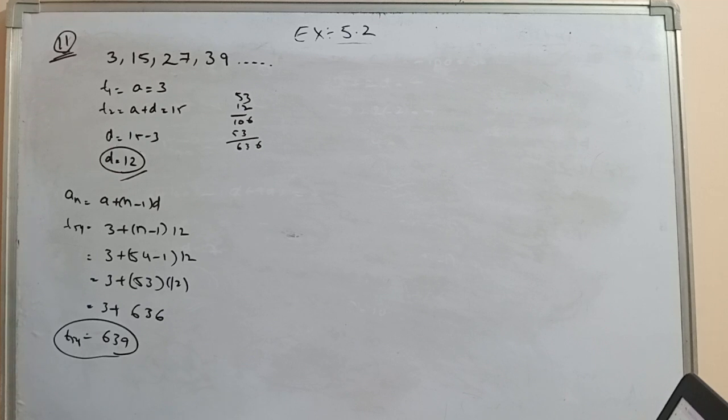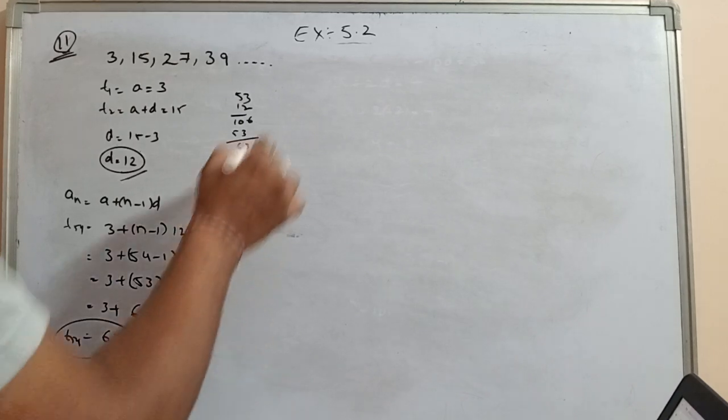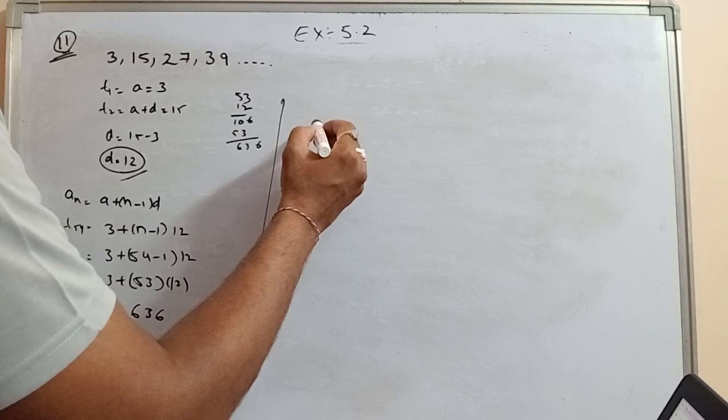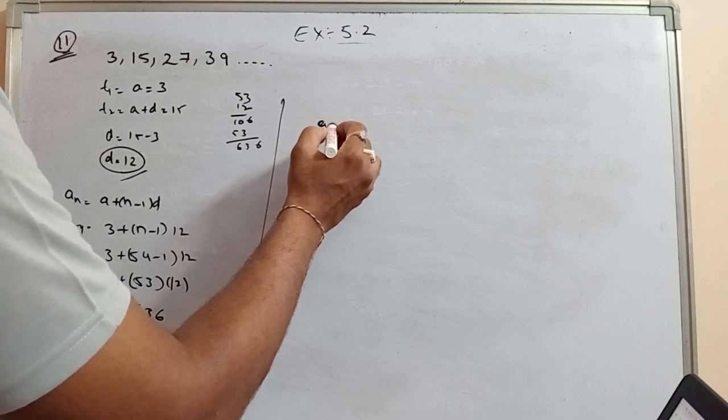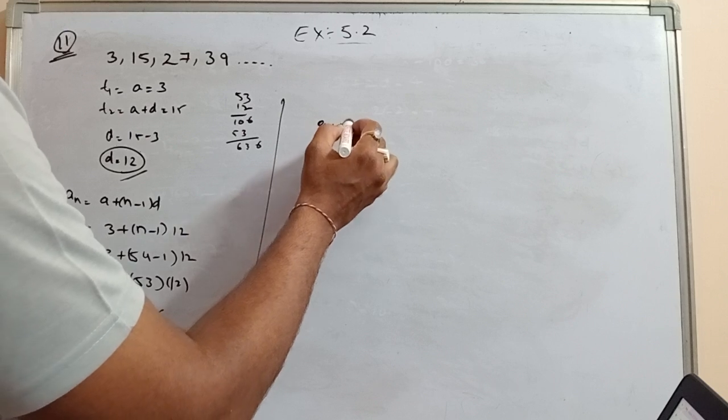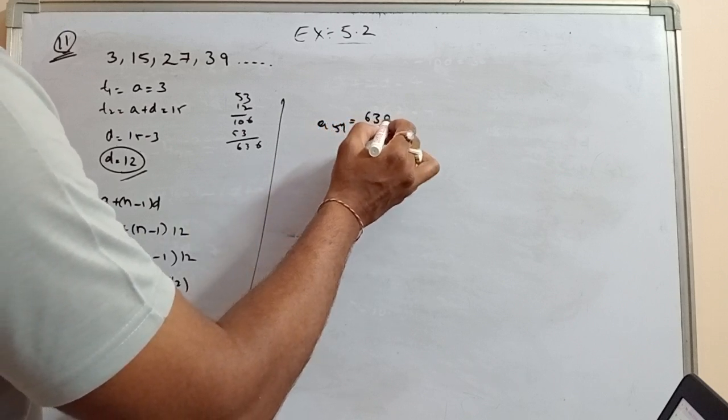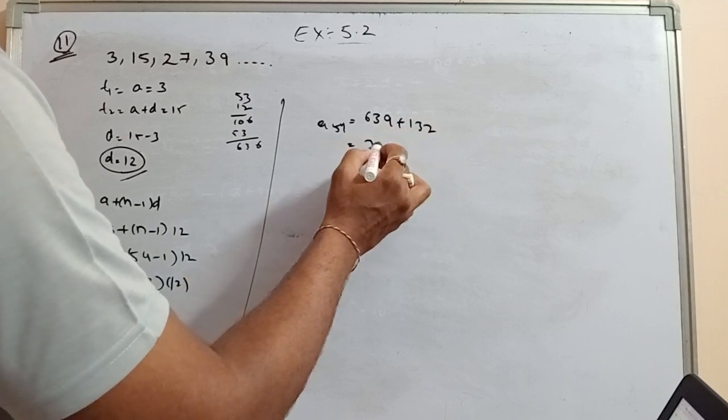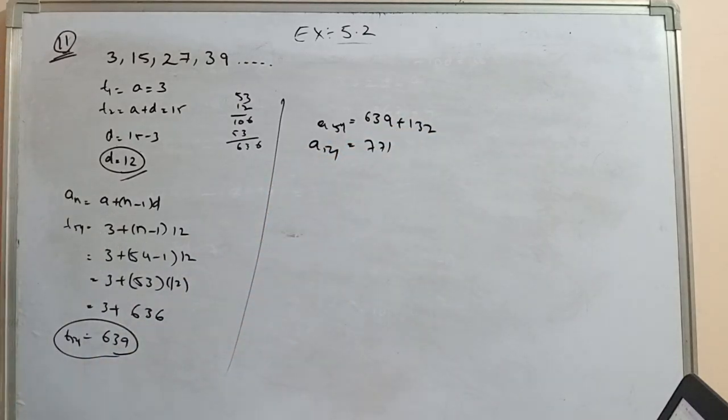So what is the given question? It is 132 more than the 54th term, the last term. So the last term, that is an, will be 639 plus 132 more than, right? So 771 is the answer for that term. Now the term number n we have to find.